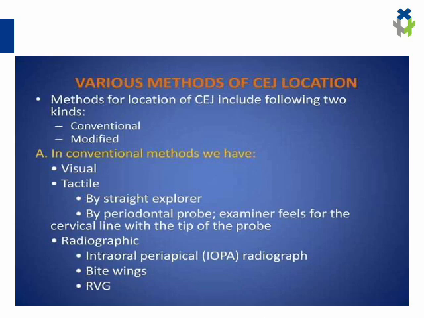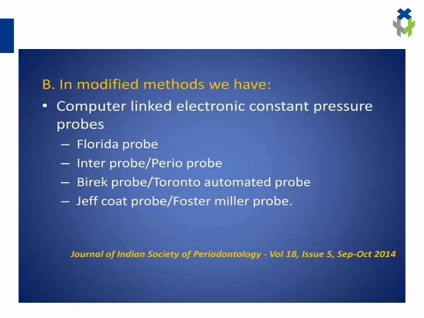Various methods of cemento-enamel junction location. Methods for locating the cemento-enamel junction include two kinds, conventional and modified. In conventional methods, we have visual, tactile, and radiographic. In modified methods, we have the Florida probe, Interprobe, Jeffcoat probe, Foster-Miller probe, etc.